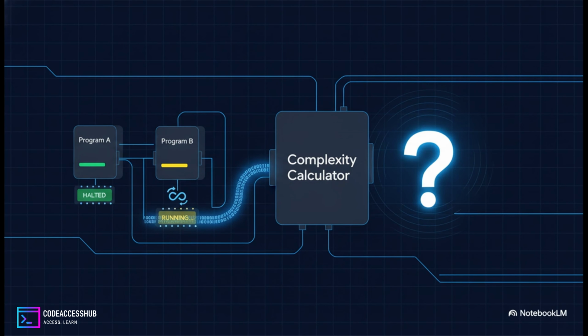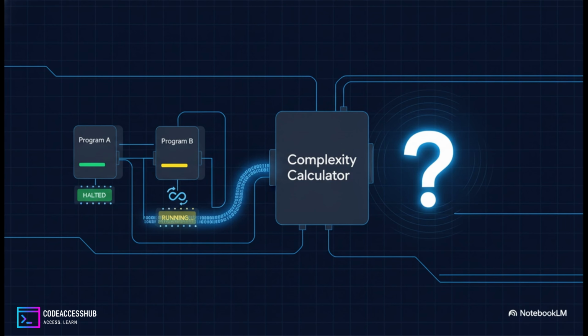It turns out Kolmogorov complexity is uncomputable. Yeah, you heard me right. It's this perfect, beautiful number that exists in some abstract mathematical space, but we can never actually write a program to calculate it for any given string. Why not? Well, it all comes down to the famous halting problem.